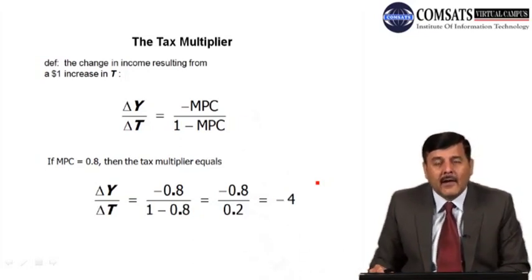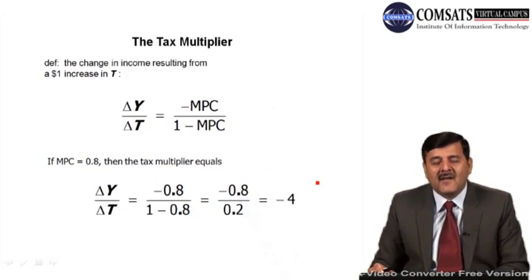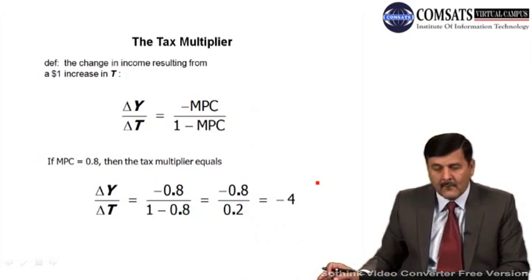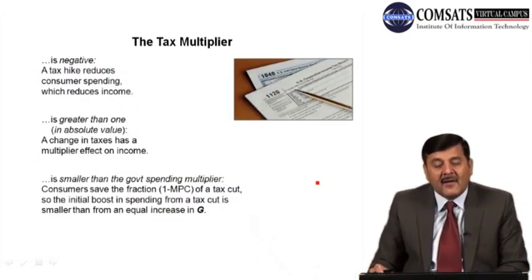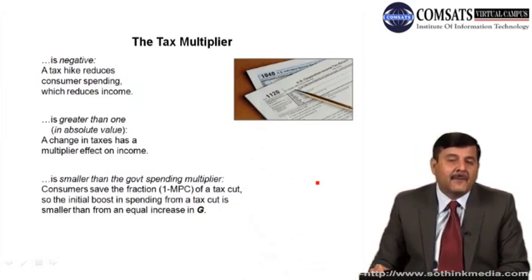So we have a negative sign with the tax multiplier. If there is a $1 increase in taxes, there will be a $4 decrease in income, right? The income will go down, and if you take the absolute value, you can see that it is 4 times the decrease in income compared to the change in taxes. Now the tax multiplier is negative. A tax hike reduces consumer spending, which reduces income.